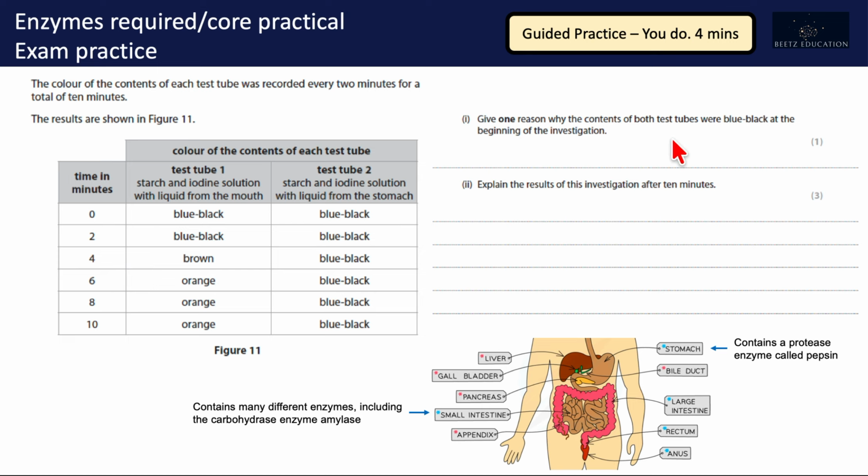Right then, the first one, why did the contents of both test tubes turn blue-black at the beginning? Well, they've both got starch in them. Simple as that. Next, explain the results of this investigation after 10 minutes.